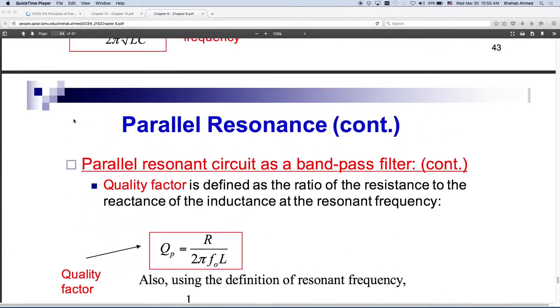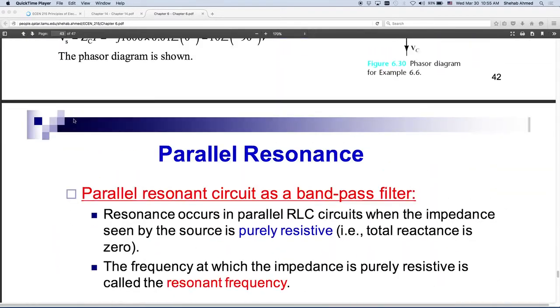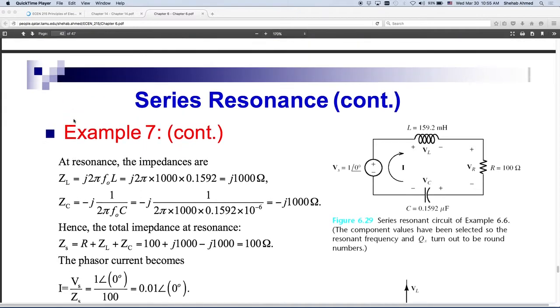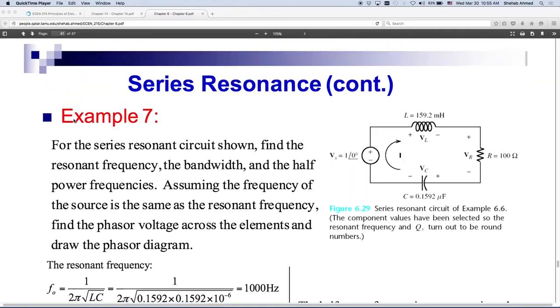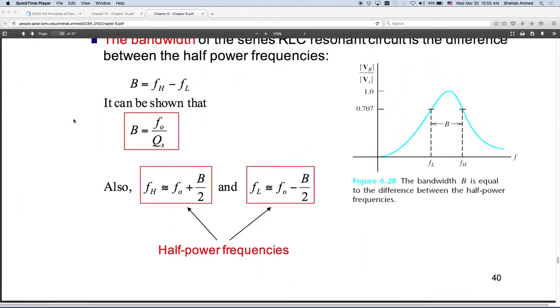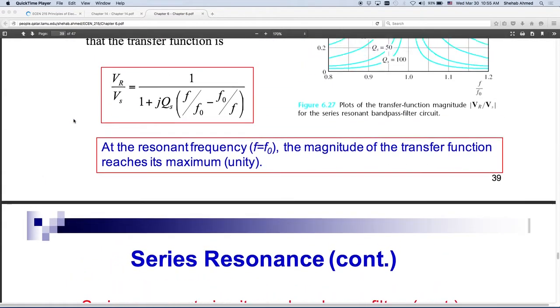Started from where we left off last time. I think so. Last time we talked about the series resonance. We covered that. I just want to go back to one quick point again, and then we move forward.